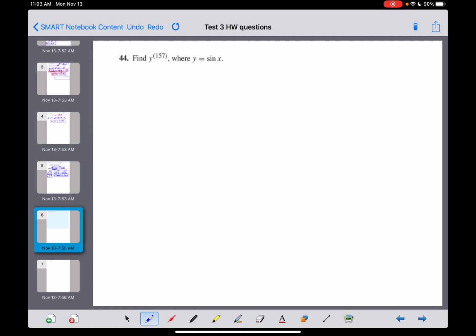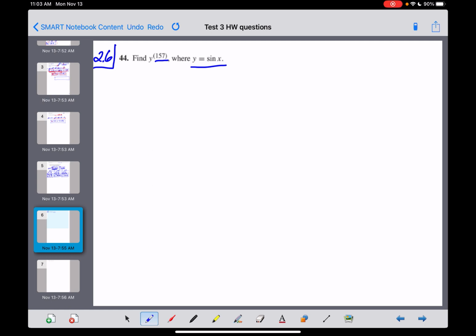Okay, I like this problem here from section 2.6, guys, where they ask you to find, oh boy, the 157th derivative of y, where y is equal to sine of x. And as I hope everybody understood, no, they're not realistically asking you guys to come up with 157 derivatives right here. They're really hoping that you guys are going to figure out a pattern.